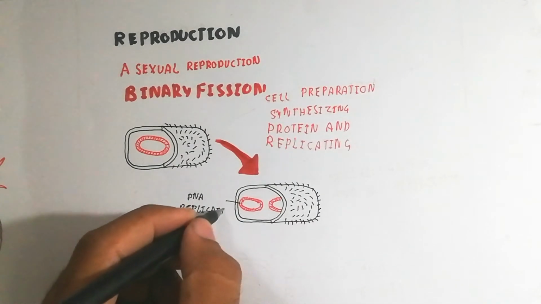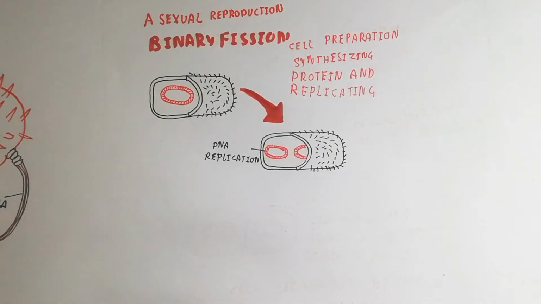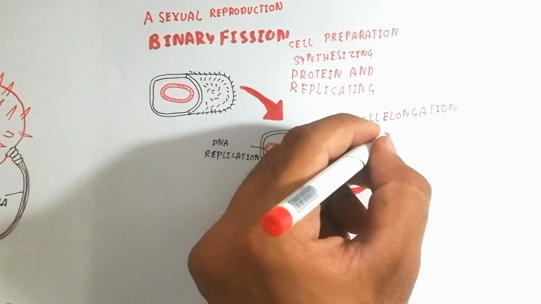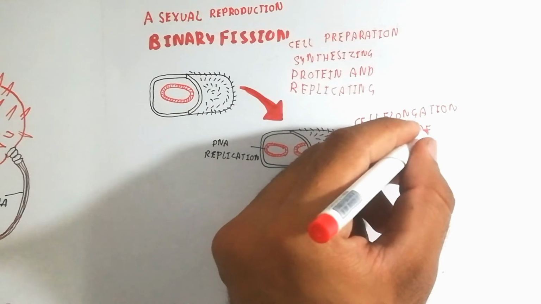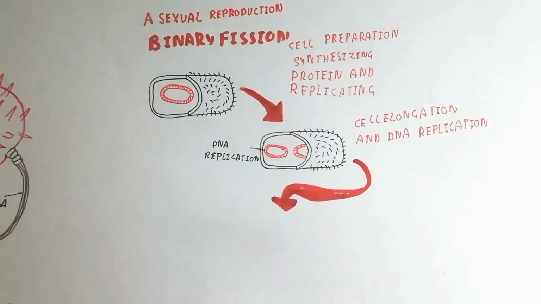DNA replication occurs in the bacteria, and the DNA will be doubled. And there's cell elongation as DNA replication occurs, the cell elongates as compared to before. So the elongation of the cell gives the space to separate the DNA in the bacterial cell.